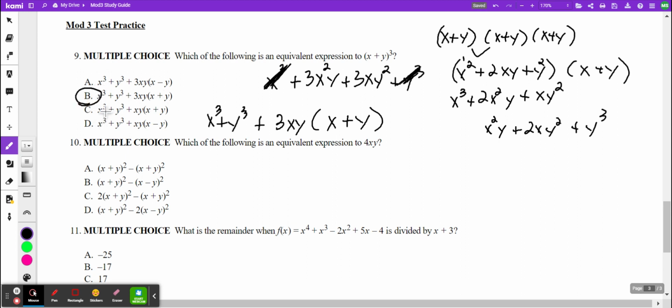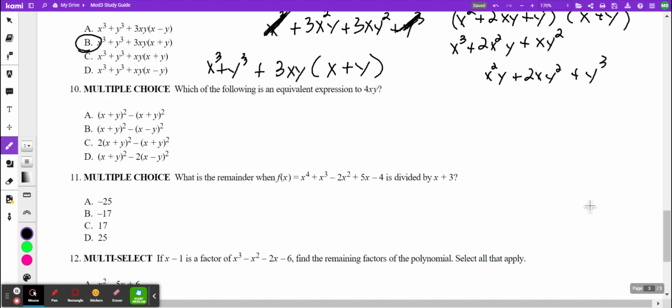All right, let's go on. Which of the following is equivalent to 4xy? So this one was a little snag. I actually made an error or two. So basically, if we remember this, we could actually do these out in order. I'm going to tell you that the answer is the following and then explain. The answer is going to be B.